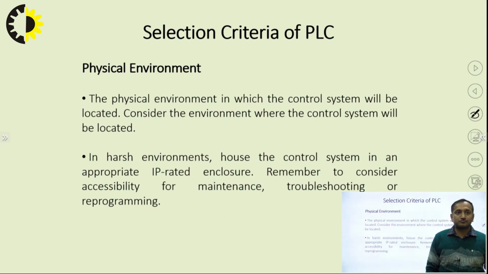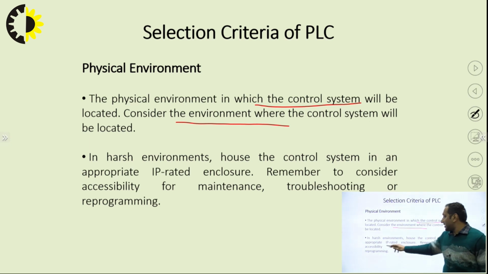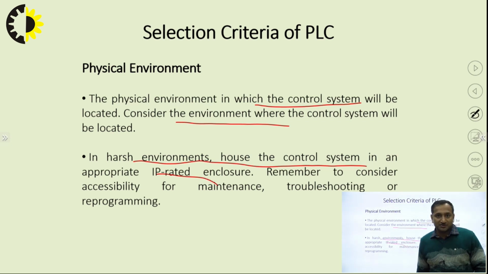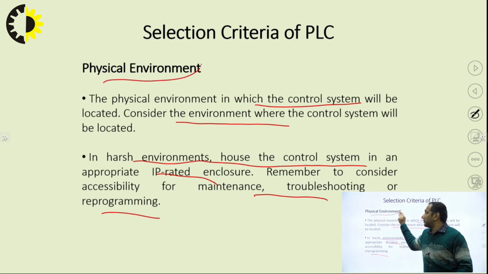Physical environment: where the PLC is being put, or where the control system will be located, and the environment in which it will be put up, like a harsh environment, a housed control system. IP rated, if there is so much moisture, and if it is more prone to water, then IP rating is important. Maintenance, troubleshooting, reprogramming, all of these depend on the physical environment.